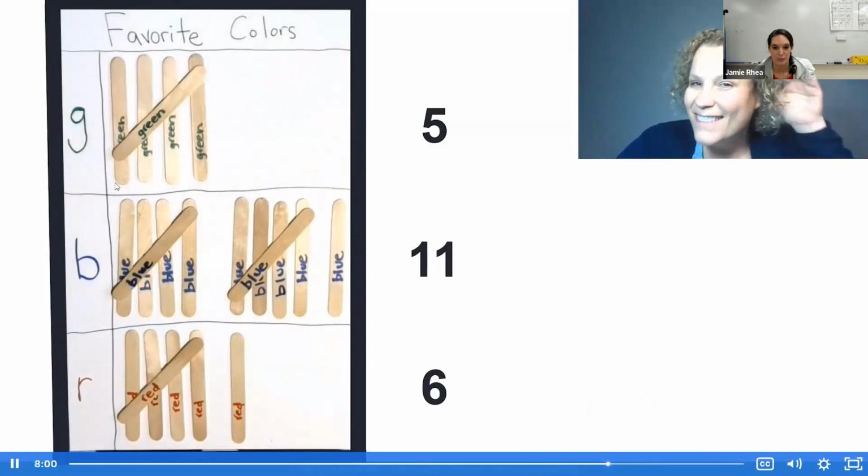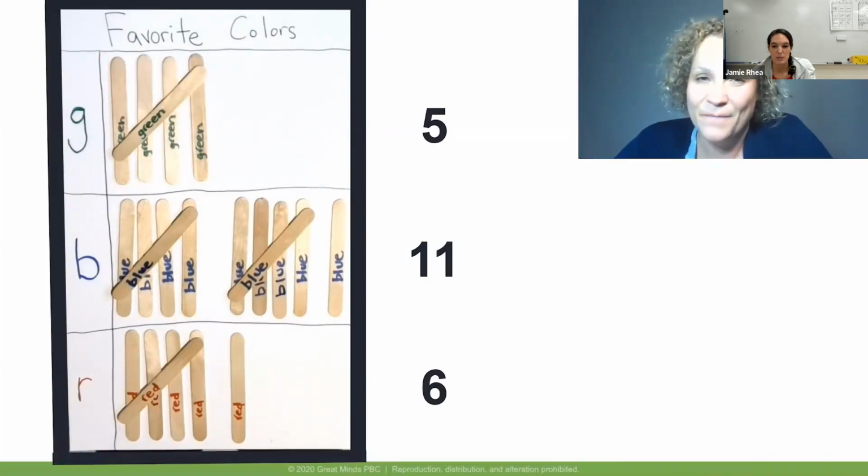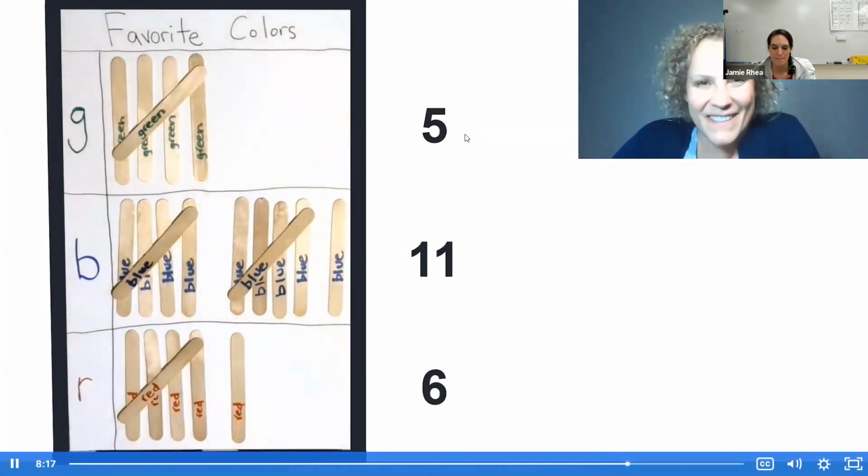Which color was chosen the most by the students? The blue, because it had 11. Blue. Blue had 11 people that choose it. Which color was chosen the fewest number of times? Fewest means the least amount. So that would be green because it only had 5. Green. Very good.